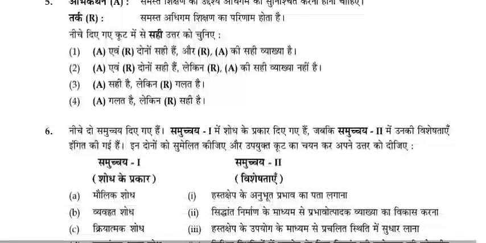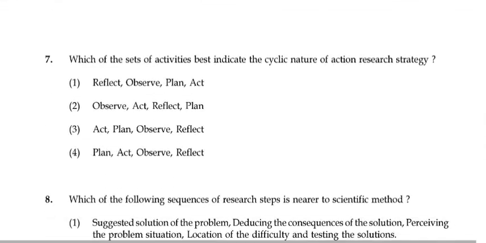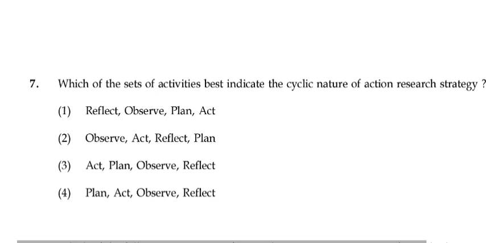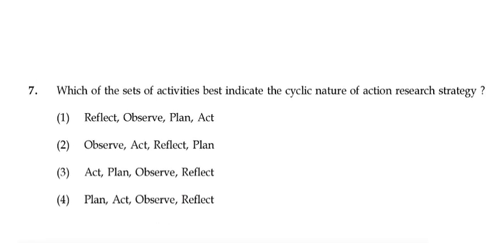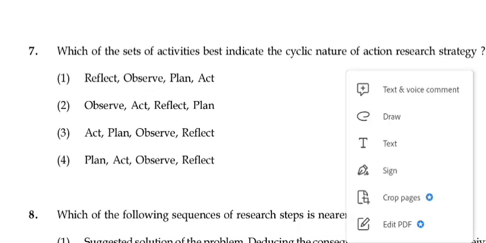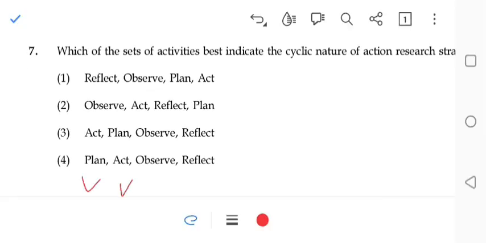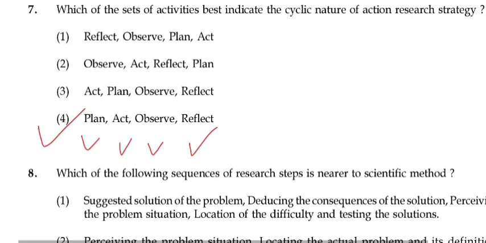Now next question, number 5. Number 5 says, which of the sets of activities best indicate the cyclic nature of action research strategy? Reflect, observe, plan, act. Observe, act, reflect, plan. Act, plan, observe, reflect. Plan, act, observe, reflect. It will be plan, then act, then observe. First plan, then act, then observe, then reflect. So number 4 will be correct option.